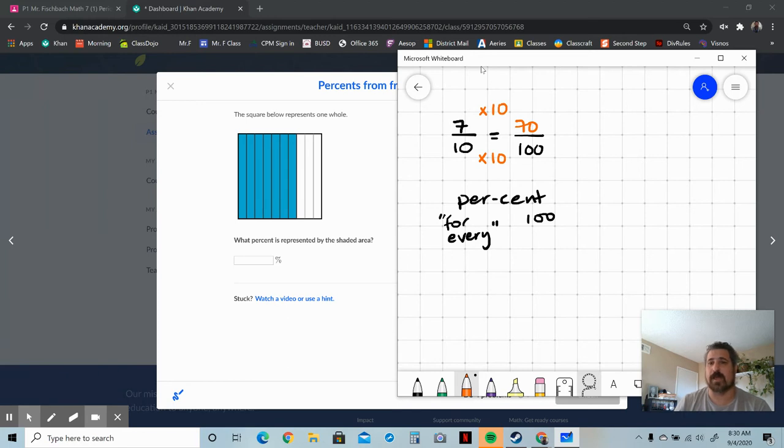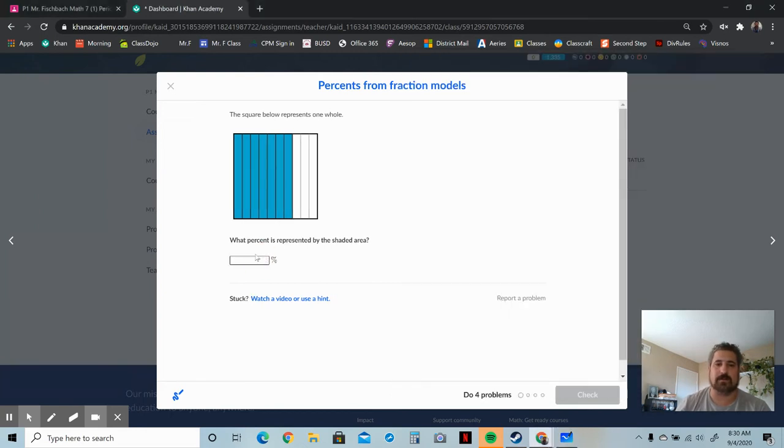Which is percent. The reason we use percents is it's easier to understand. We all understand parts of 100. We've heard it for a lot of our lives. 70% is like a C. Okay, I understand what that means. So that's kind of the process. Then you just go over here. It says what percent? You just enter in 70% and hit enter.